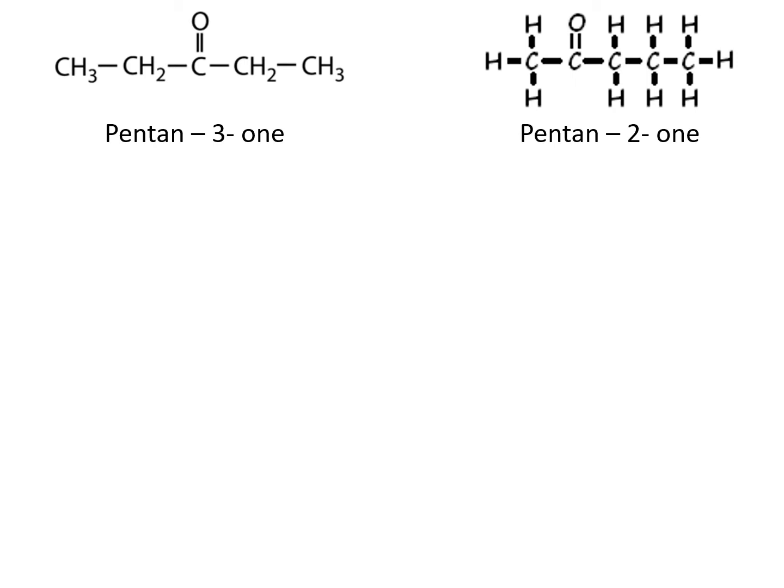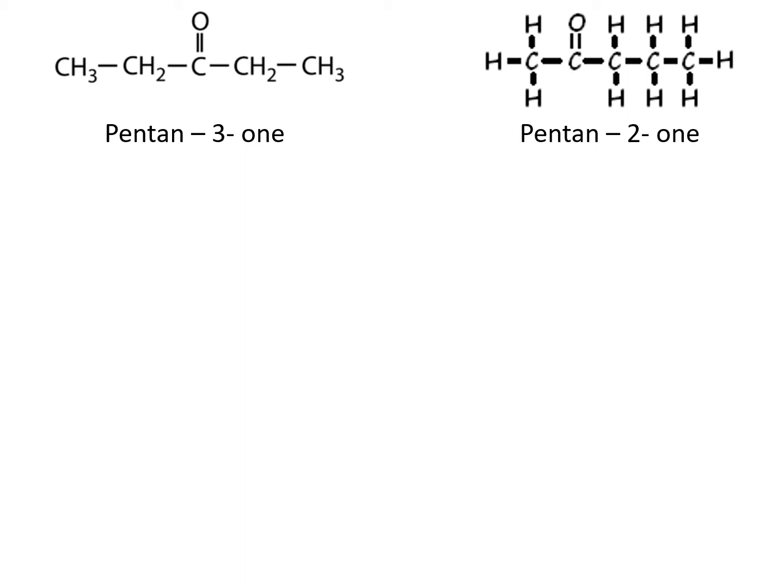So these two are pentan-3-one and pentan-2-one. The difference is where that carbonyl group is. On the left-hand side one, the carbonyl group is right in the middle. So it doesn't really matter which side we start numbering the carbons from. But let's just take it from the left-hand side. So we could say that it's carbon 1, carbon 2, and there's our carbonyl on the 3rd carbon.